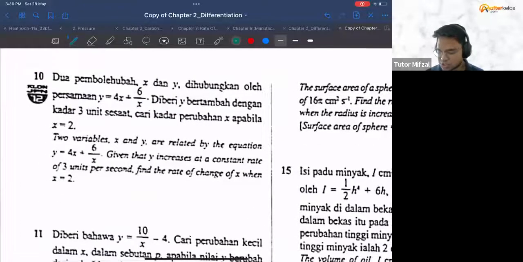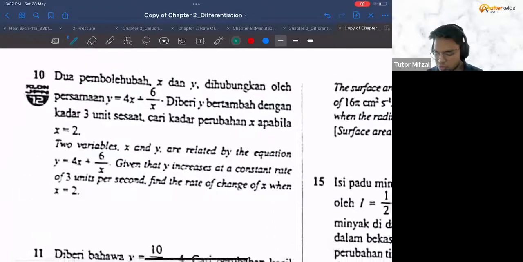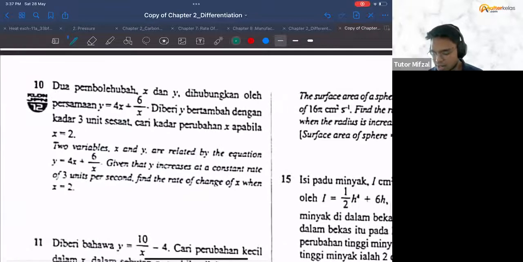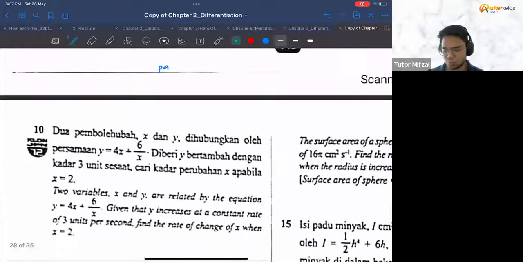Let's go over question number 10. Two variables x and y are related by the equation y equivalent to 4x plus 6 over x. Now, given that y increases at a constant rate of 3 units per second, find the rate of change of x when x equivalent to 2. Now, whenever you hear rate of change, you know that you have to use the chain rule.